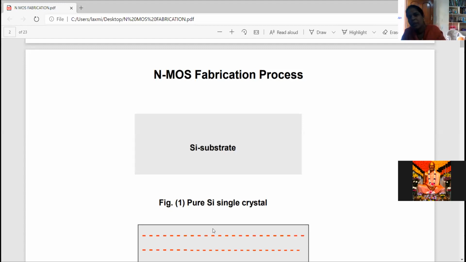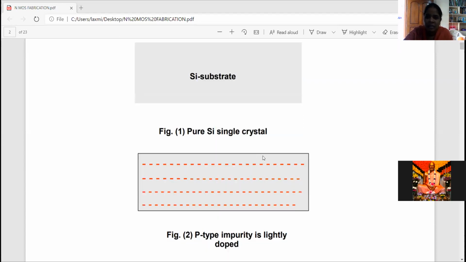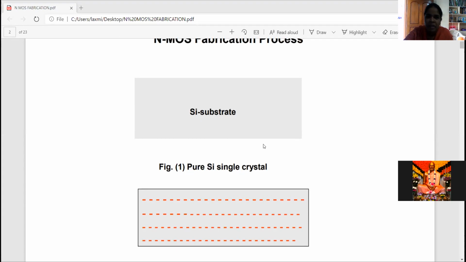So how are we fabricating the NMOS? Already you have studied this topic in the last semesters, in LICA. Have you studied, ma'am? Manoj? Any idea? Yes, ma'am. We will refer to it once again.